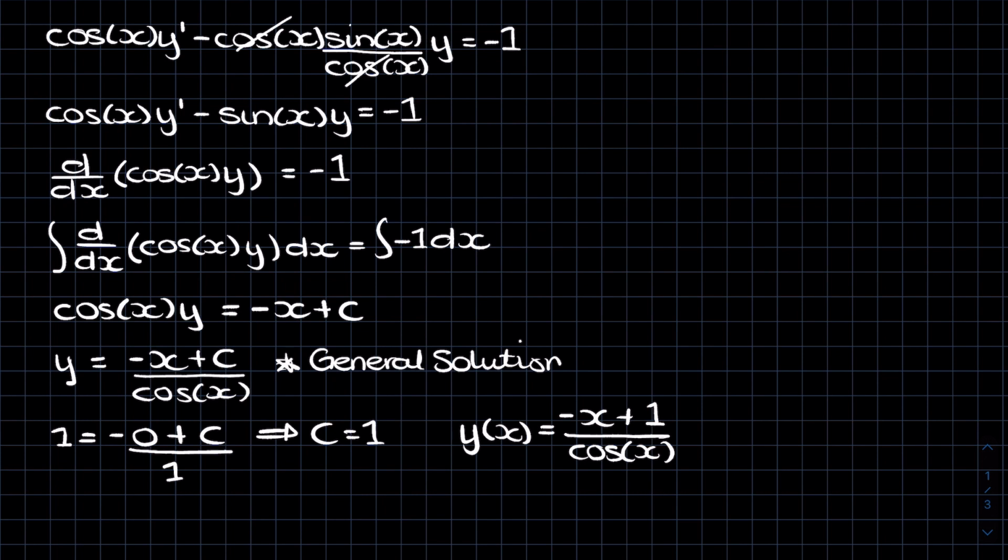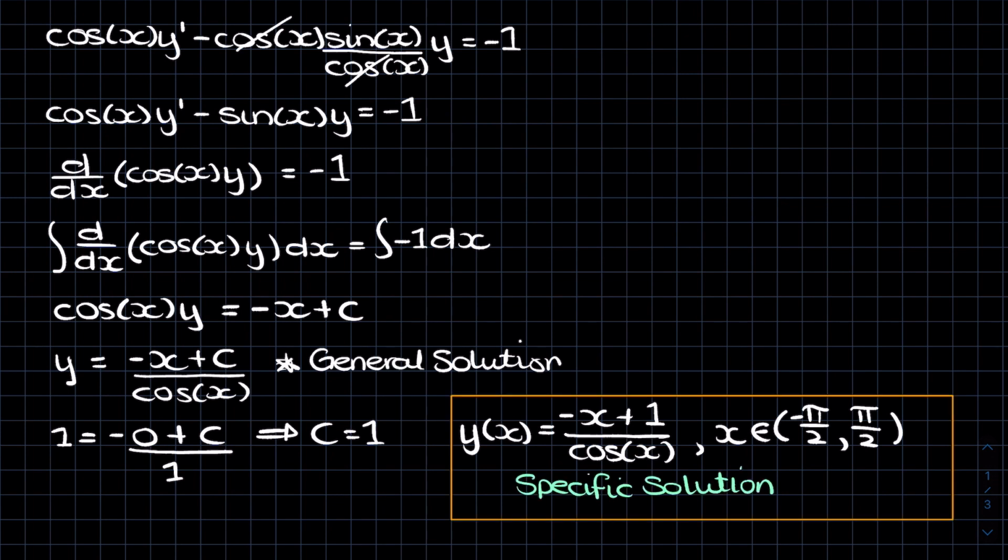But there's an important qualification here, and that is that x is between minus pi over 2 and pi over 2. Because our denominator is cosine of x and our denominator cannot be 0, and our initial value x equals 0 lives in that interval on the unit circle, so that's why we choose this interval.